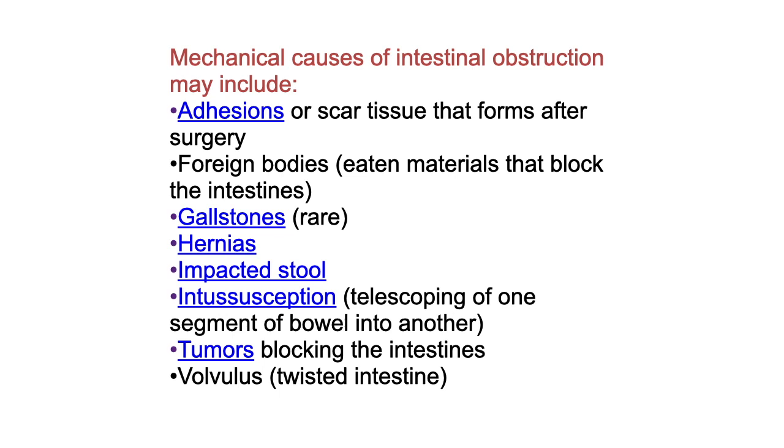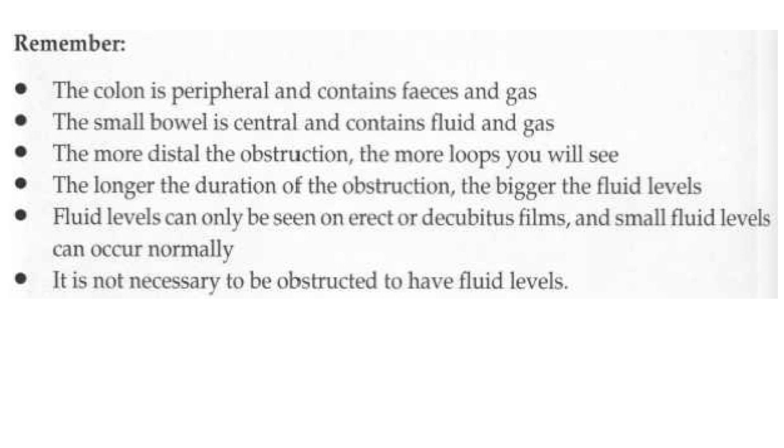Okay, but before we jump into mechanical obstruction, you have to know the colon is peripheral and contains feces and gas. The small bowels are central and contain fluid and gas. The more distal the obstruction, the more loops you will see. The longer the duration of the obstruction, the bigger the fluid levels. Fluid levels can only be seen on erect or decubitus films, and small fluid levels can occur normally. It is not necessary to be obstructed to have fluid levels. That means you can get two or three fluid levels and it can be normal.